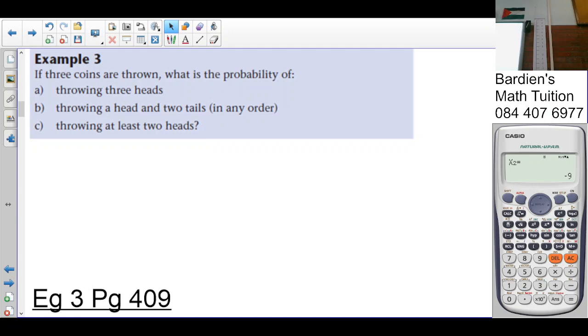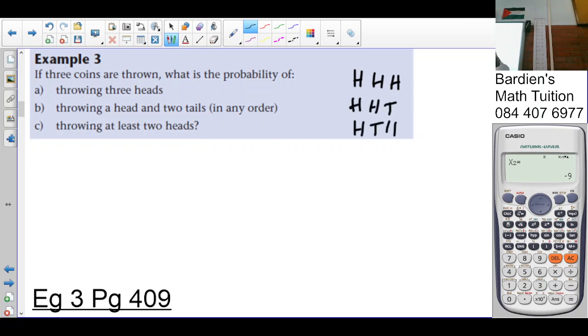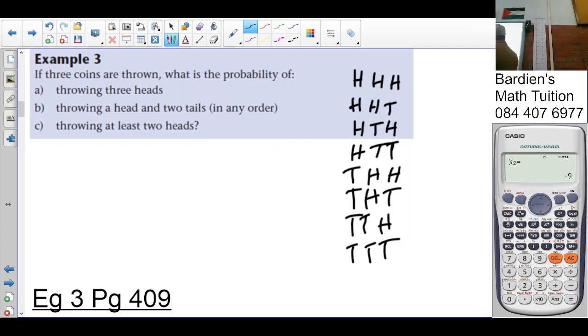Okay? So if you look at my outcomes here, what are the outcomes? Heads, heads, heads; heads, heads, tails; heads, tails, heads; tails, heads, heads; tails, heads, tails; tails, tails, heads; tails, tails, tails. Is that correct? 1, 2, 3, 4, 5, 6, 7. There's 8 outcomes.